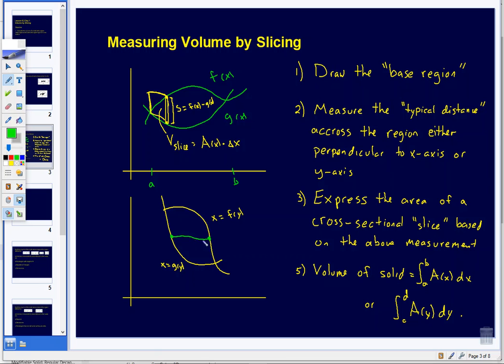But once again, the curve that has the largest x value will be your upper function. The curve that has the lower x value is the lower function. And that typical distance there is still going to be the side length of our slice. And I would probably say it's going to be f of y minus g of y in this particular case. And so then the area of the cross-section is going to be a function of y.